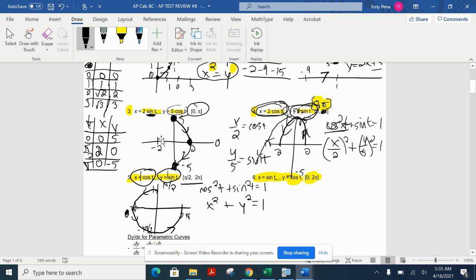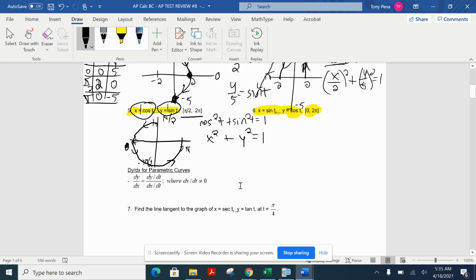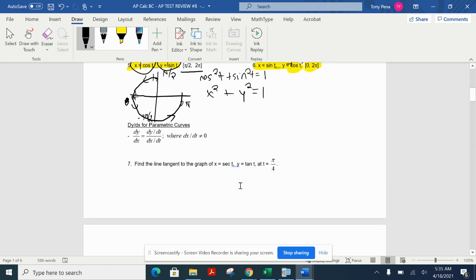So those are our parametrics. 6, you can kind of look at that. It's going to be a circle. That'll give you the entire circle. 0 to pi is going to go in the direction of the unit circle.